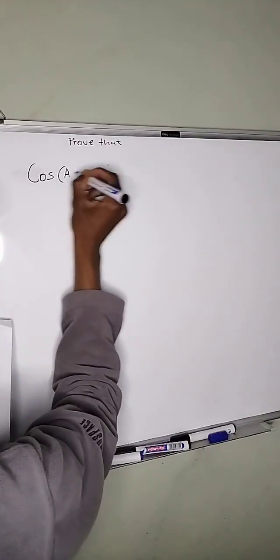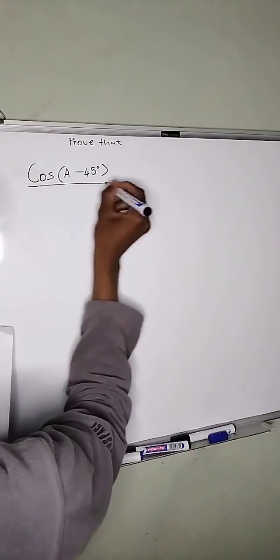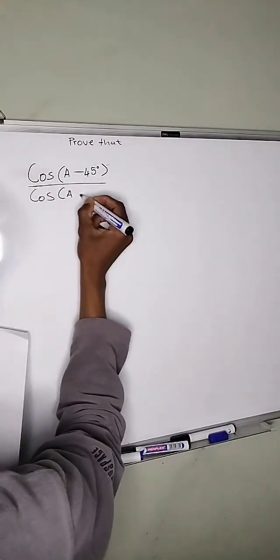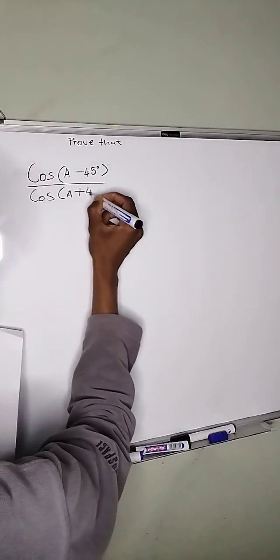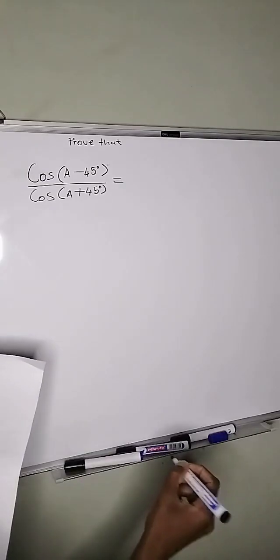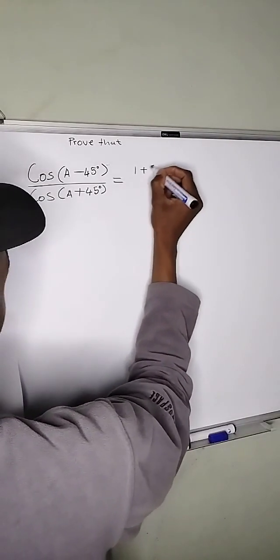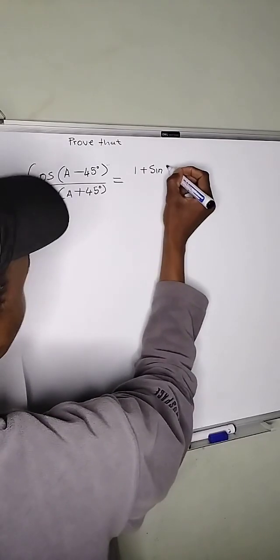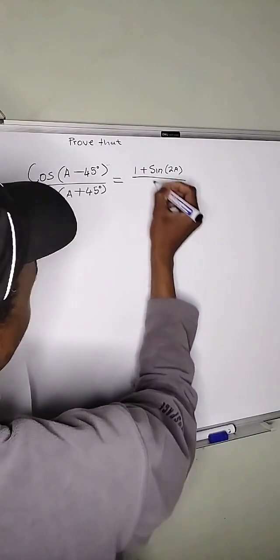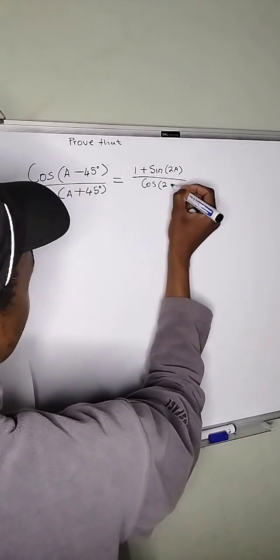Cos(A minus 45 degrees) all divided by cos A is going to equal what? 1 plus sine 2A divided by cos squared A.